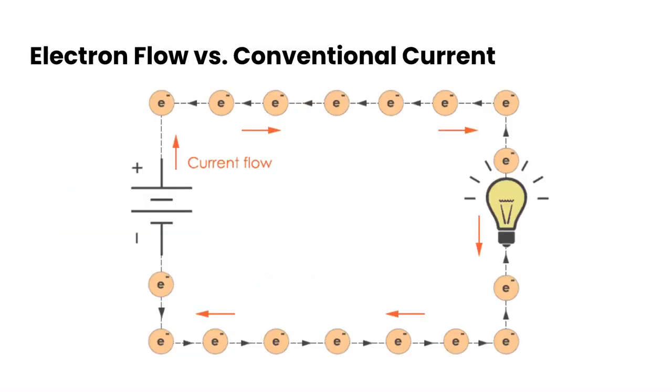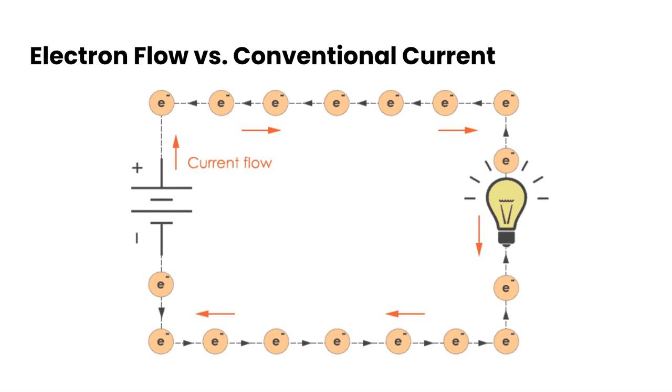Now, one other thing we do need to keep in mind is electron flow and conventional current are actually in two different directions. And this can be quite confusing. So, if we take our battery, for example, we have a negative end and a positive end. We know that electron flow is going to flow from the negative end all the way around our circuit back to the positive end. So, electron flow always goes from the negative end of the battery to the positive end of the battery.